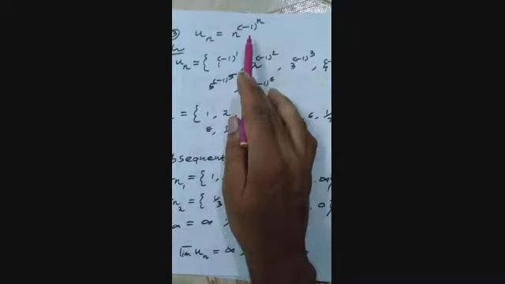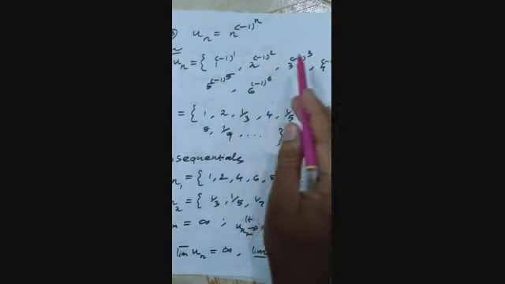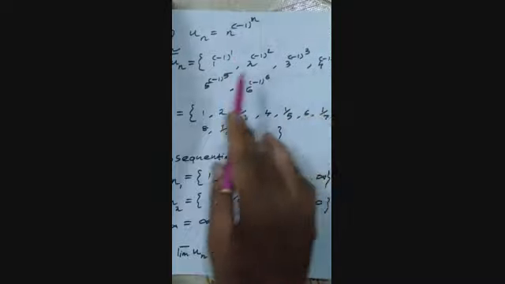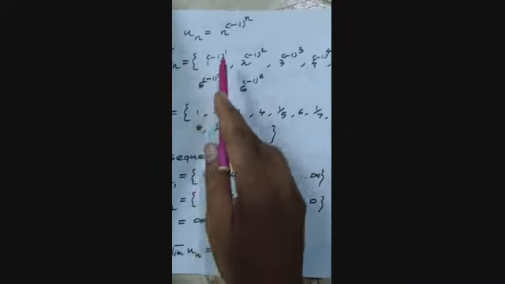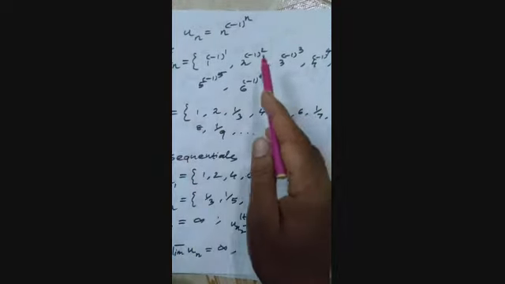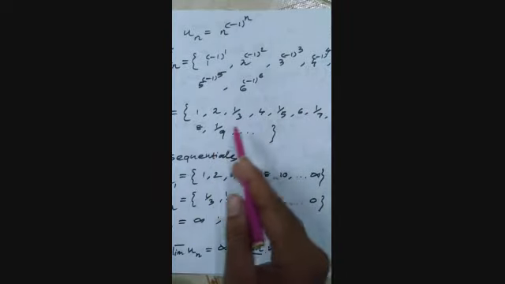Next, a third one. I take this sequence and give the n values like this: 1, 2, 3. We know these steps are well known. After simplification, we are getting these terms.